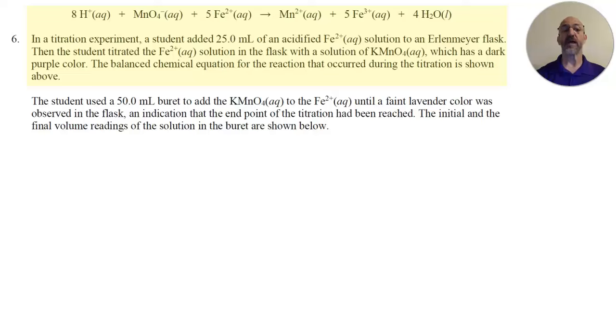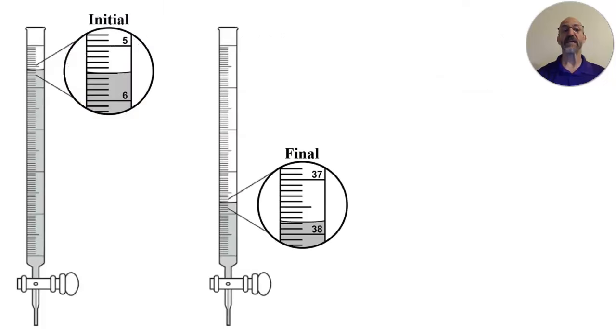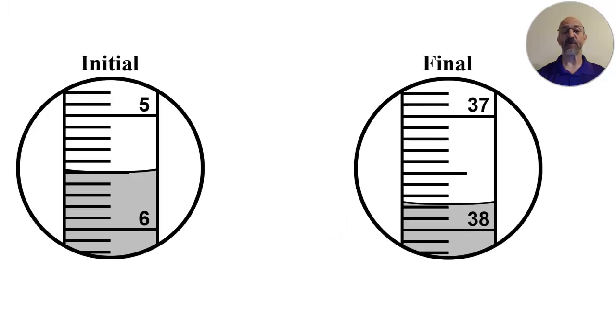Then it says that the student used a 50 milliliter burette to add the potassium permanganate solution to the iron 2+ solution until a faint lavender color was observed in the flask, an indication that the end point of the titration has been reached. And the initial and the final volume readings of the solution in the burette are shown below. So here we can see the initial reading on the burette on the left and the final burette reading on the right. Let's go ahead and zoom in even further.